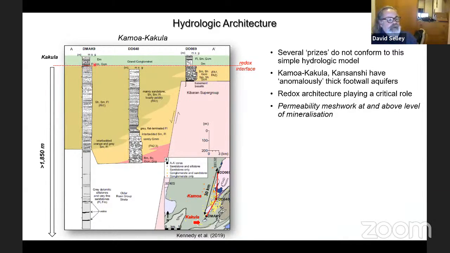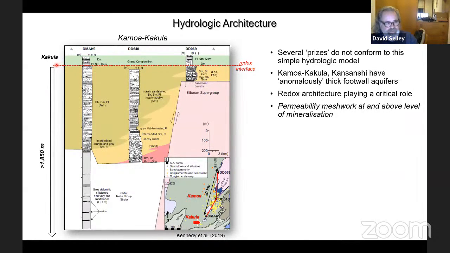What we do know about the broader Kamoa-Kakula system is that the distribution of mineralisation is strongly controlled by the availability of reduced sulphur once we step across this redox interface. Indeed at Kakula, which contains something like 20 million tonnes of contained copper, the bulk of the resource is contained within a sulfidic siltstone positioned right on the redox interface, within a very narrow and very subtle graben. It's hardly recognisable at the macro scale.